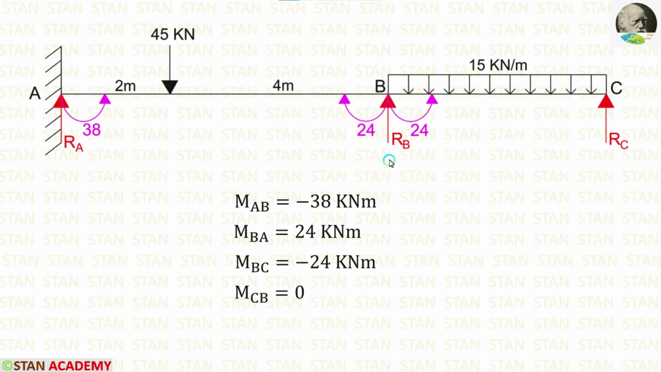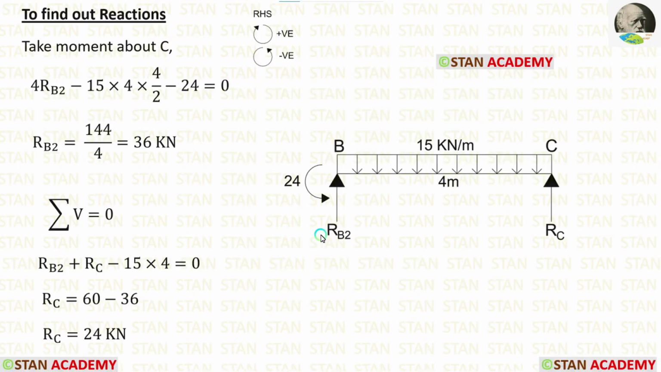Now, let us take the span BC and find out the reactions. In the span BC, we are having only one moment, MBC, which is acting in the anti-clockwise direction. In this span, first I am going to calculate RB2. For that, I am going to take moment about C. In this case, I am moving towards right hand side. Clockwise will be positive, anti-clockwise will be negative. RB2 is acting towards the point C in the clockwise direction. So it is positive and the distance is 4 meter.